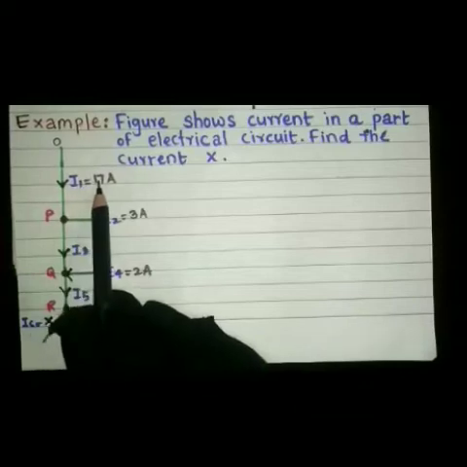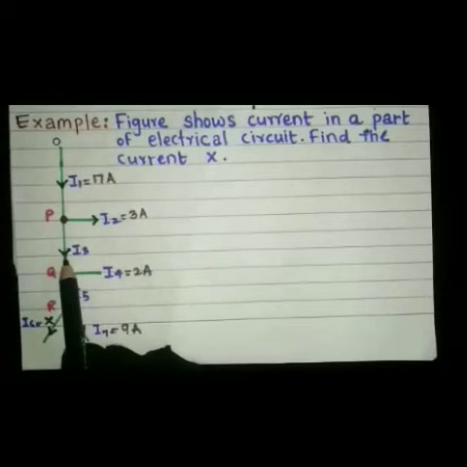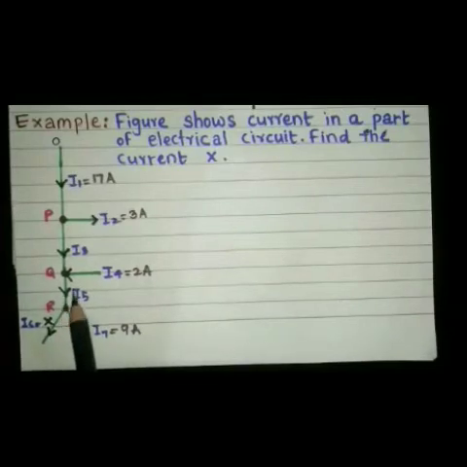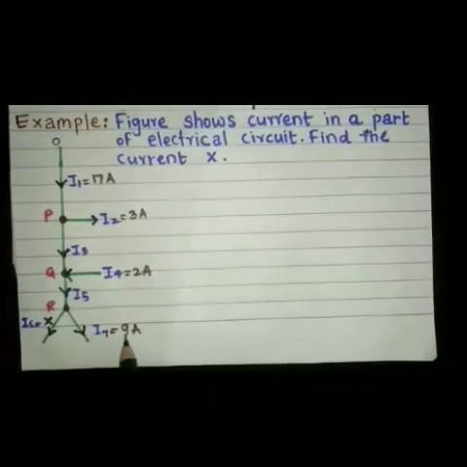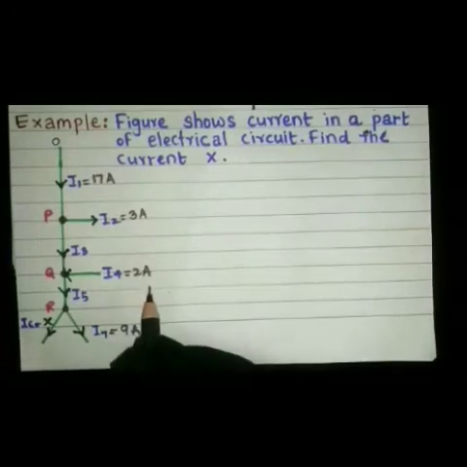I1 is 17 amperes. I2 is given as 3 amperes. I3 is not given. I4 is 2 amperes. I5 is again not given. I6 is X, which is what we have to find or determine. I7 is given as 9 amperes. So let's solve this problem.